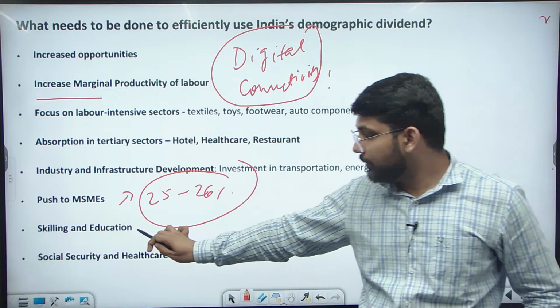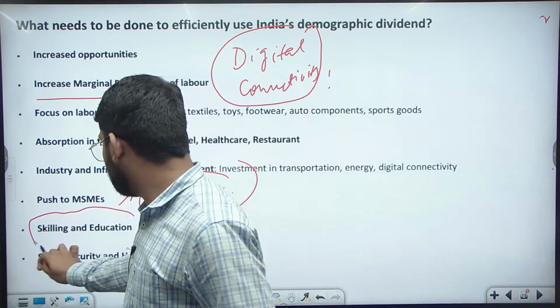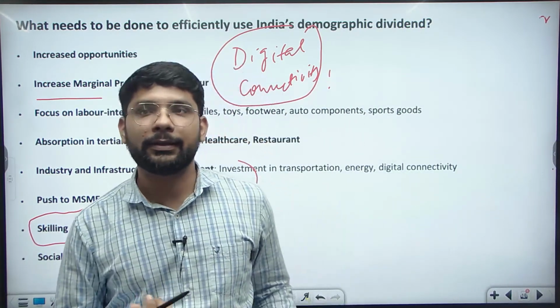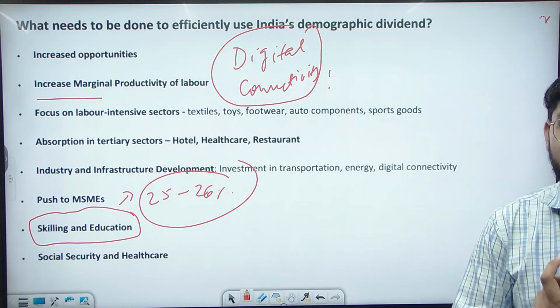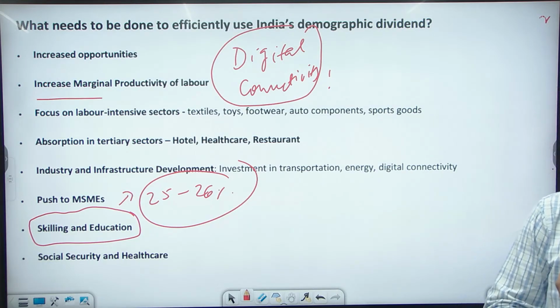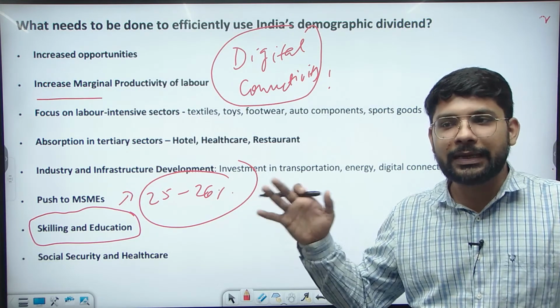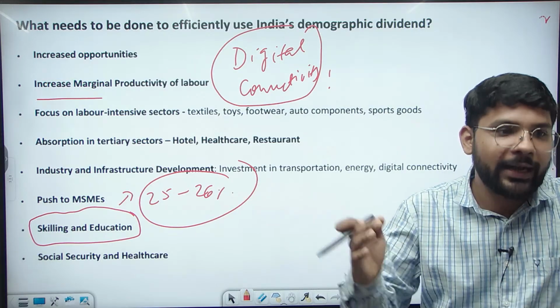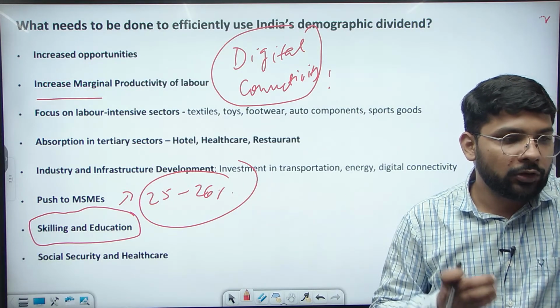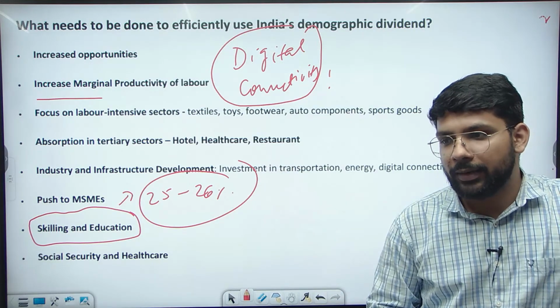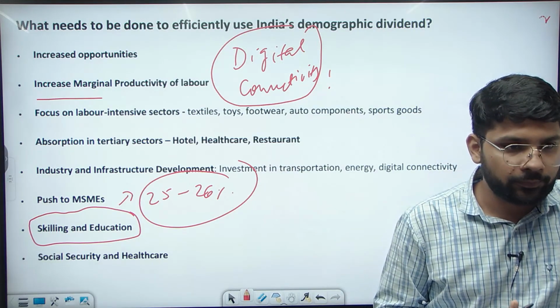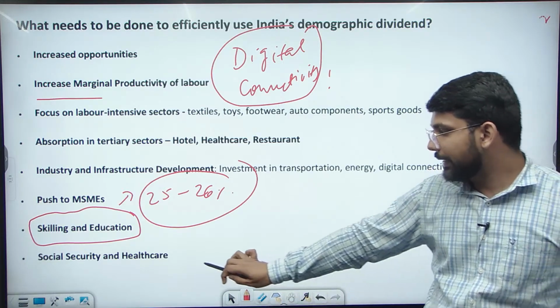Skilling and education, this is the main point. If we want to use the demographic dividend very well, skill development is required. Like the introduction in the new education policy of 2020, they are linking the education system with skill development. They start it after 8th class. If you want to pursue some area, you can directly go to skill development and you will get a certification course. Social security and health care.